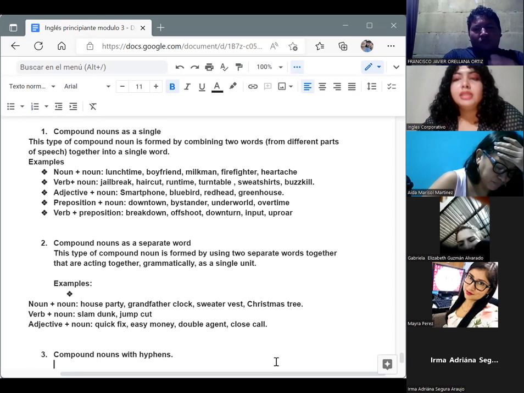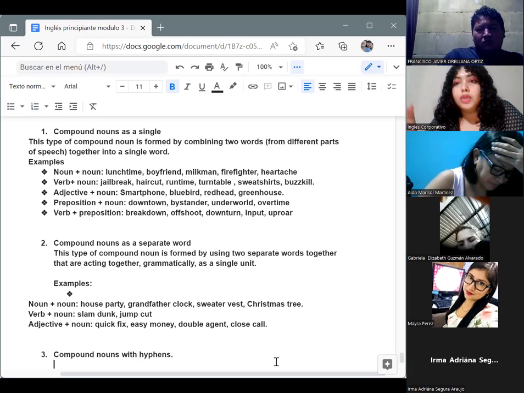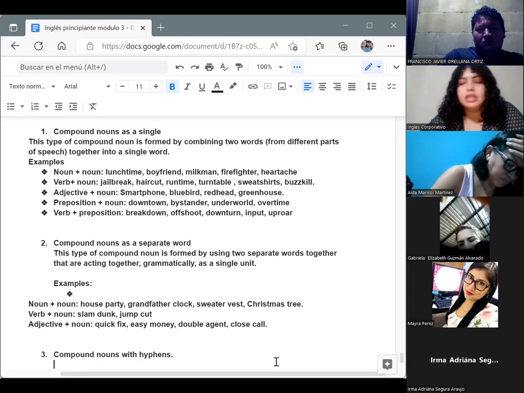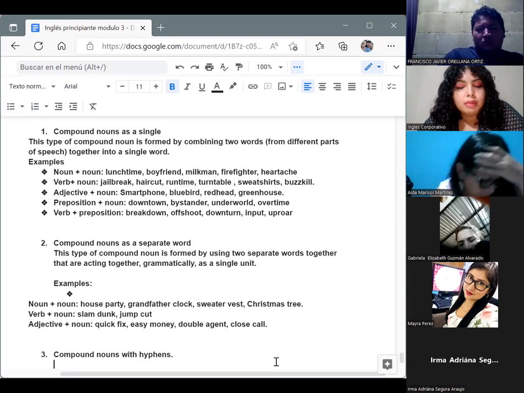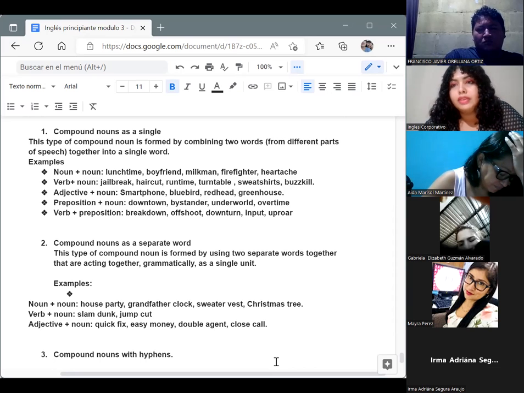This type of compound nouns is often confused with the other two types. Using hyphens to form compound nouns is particularly common in newer or rarely used words. If a compound noun is formed from more than two words, it will almost always use hyphens.